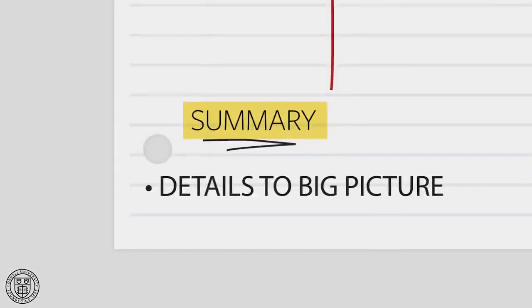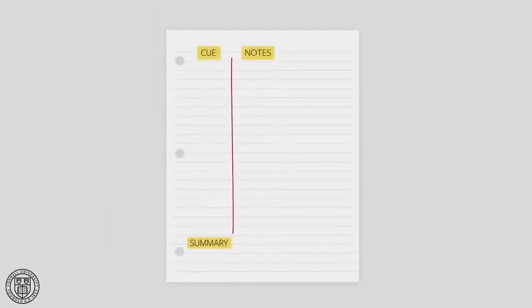Summarizing makes you go from details to the big picture. Try out Cornell Notes and learn what works for you.